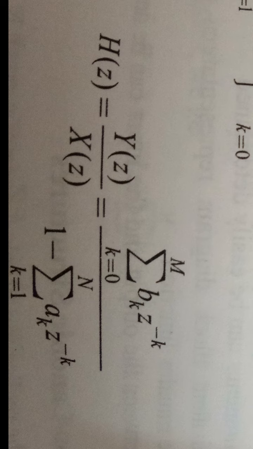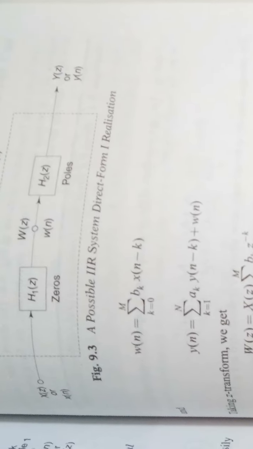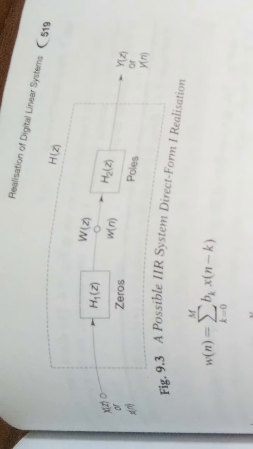So let us see what is direct form 1. The digital system structure here, this is the direct form 1 block diagram, you can see it on the screen. So we were discussing the digital system structure determined directly from this equation, which is known as direct form 1.